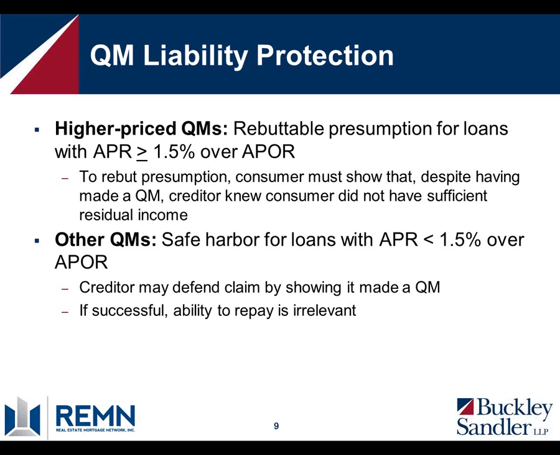So in other words, if the APR is less than 1.5 over APOR, you are conclusively presumed to have complied with the rule. However, the issue is that the consumer could raise a claim and say the creditor did not meet all the requirements for qualified mortgage status, and therefore they're not entitled to this protection. So it's not a total bar against litigation. The creditor will still have to establish that it meets all the criteria for qualified mortgage status.